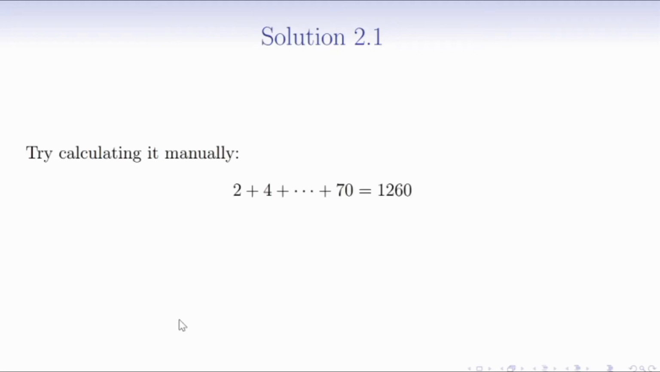Well, because the first positive even integer is 2, right? Then the second is 4. So the 35th is 2 times 35. Or you may count it on your hand: 2, 4, 6, 8, 10, until you reach the 35th term.